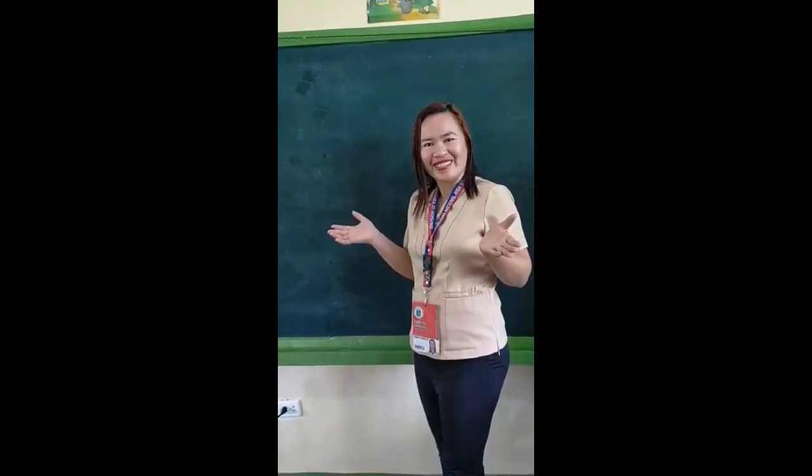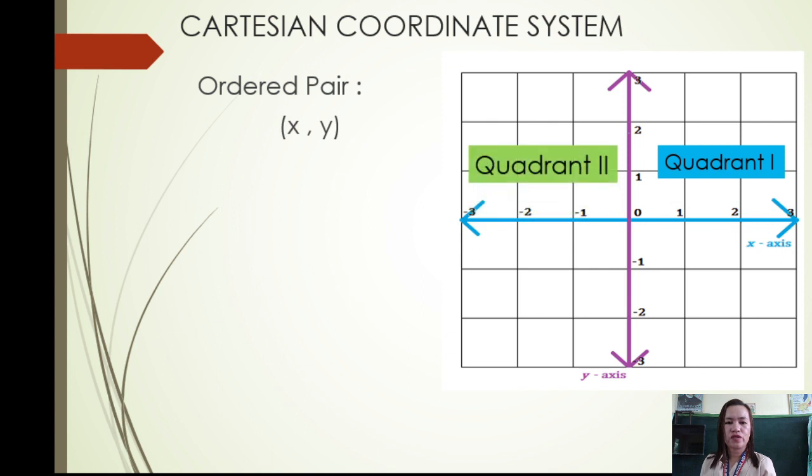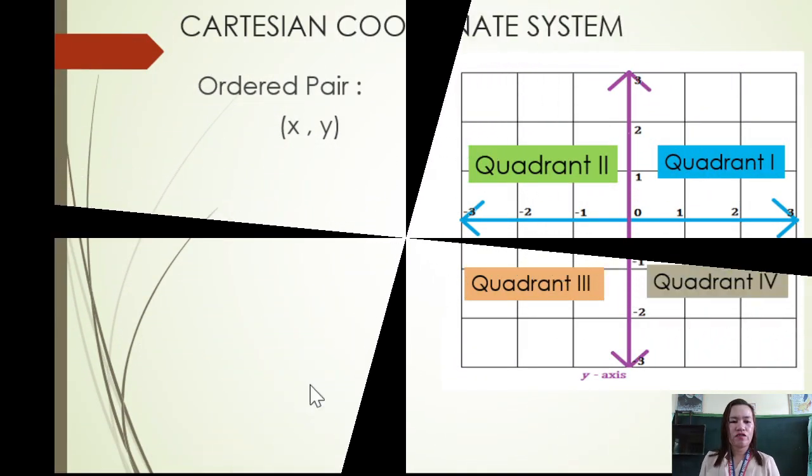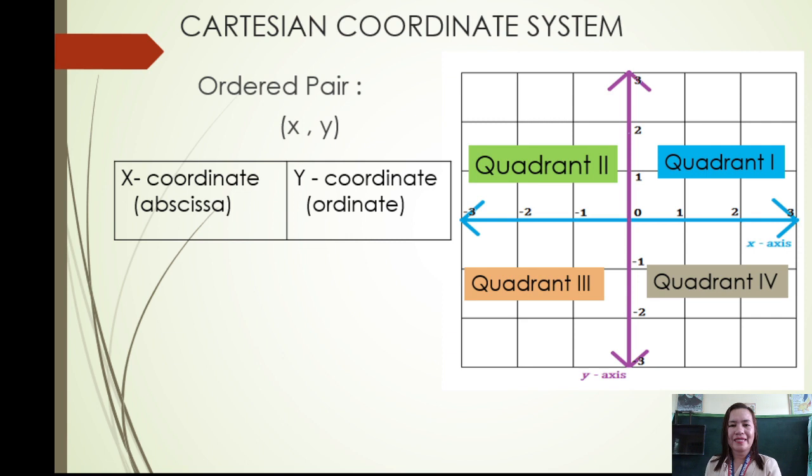In an ordered pair, there is x and y. As I have mentioned earlier, there are four quadrants: quadrant 1, quadrant 2, quadrant 3, and quadrant 4. Let's focus first on the x values. The x value or x coordinate is usually called the abscissa, and the y coordinate is what we call the ordinate. When we say coordinate, that is referring to your ordered pair.